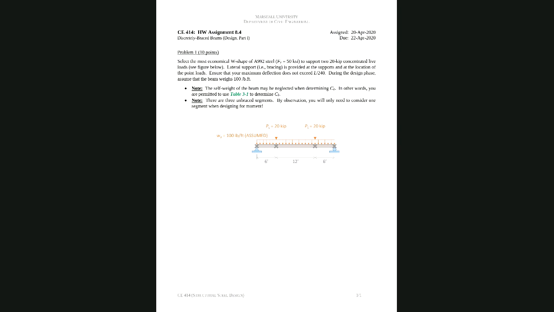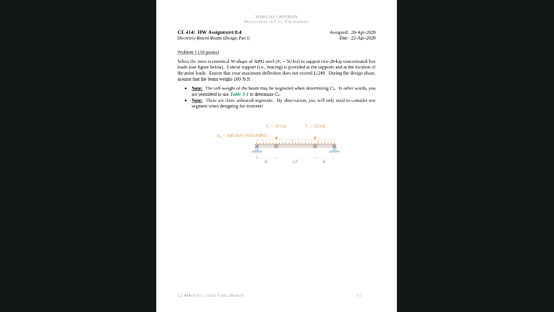There's one at the left end, one at the center, and one at the right end, but you only need to consider the central segment for the design, because if you look at the 3 segments, the one in the middle is the longest. It's the one that has the longest LB, so you only need to consider the one with LB as 12 feet, but it's not just the LB, there's also the CB values.